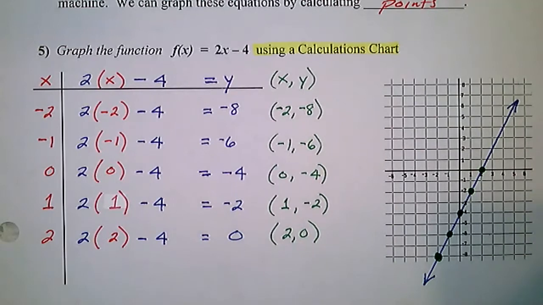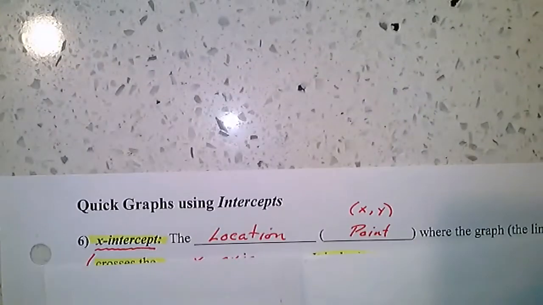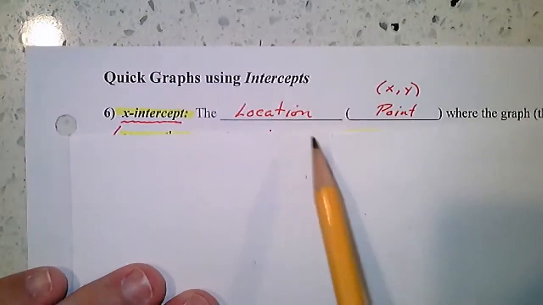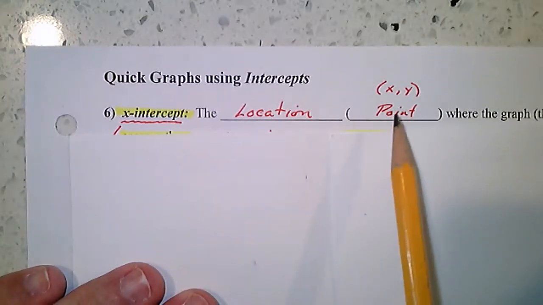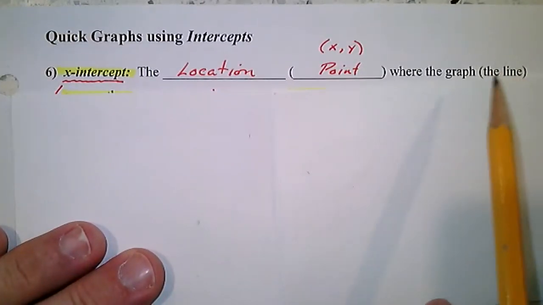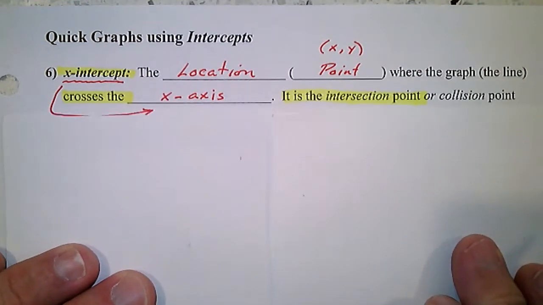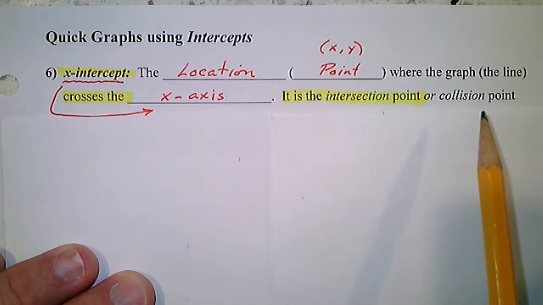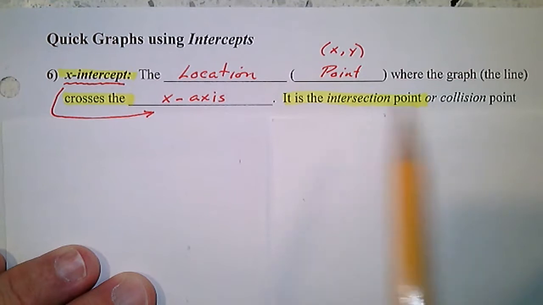All right, so let's go on to page 2 and talk about what these intercepts are. An x-intercept is the location, or what we call the point, the x comma y, where the graph, which is the line, crosses the x-axis. It's the intersection point or collision point. It's crossing the x-axis, and we call that the x-intercept.